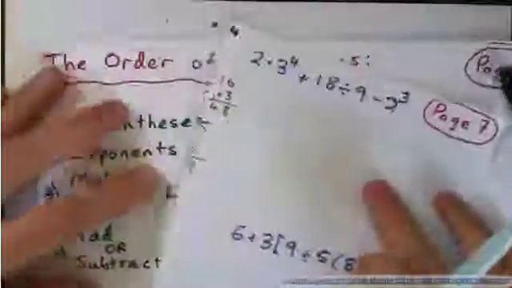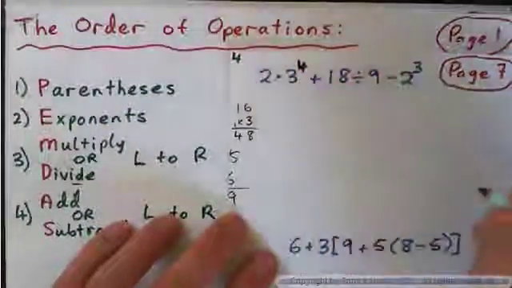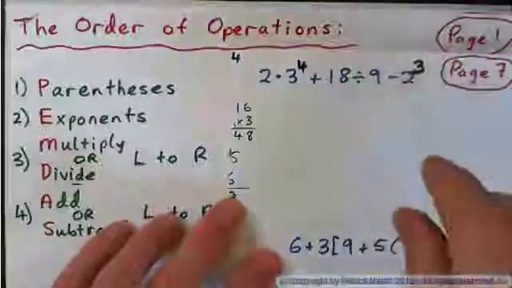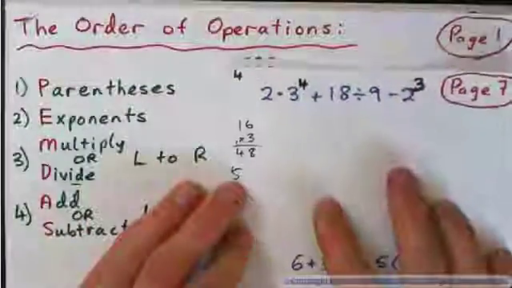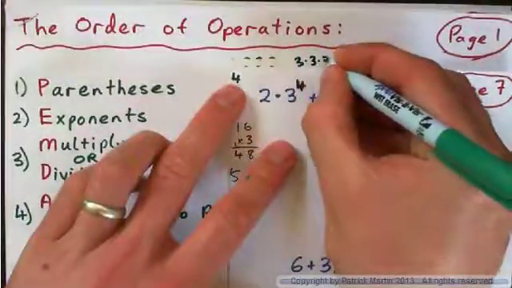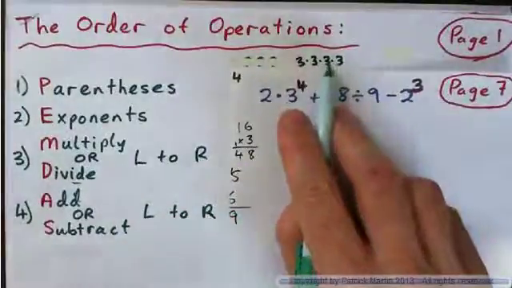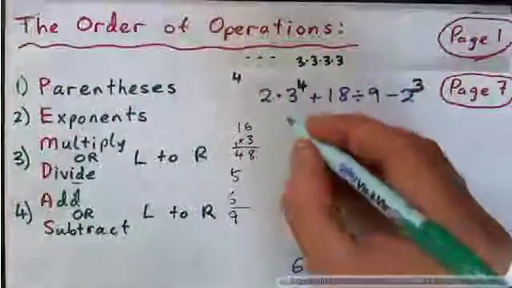Sorry, one sec. Go from left to right and do all the exponents. We have 3 to the power of 4 and we have 2 to the power of 3. So calculating 3 to the power of 4, that would be 3 times itself 4 times. 3 times 3 is 9. 9 times 3 is 27. 27 times 3 ends up being 81.